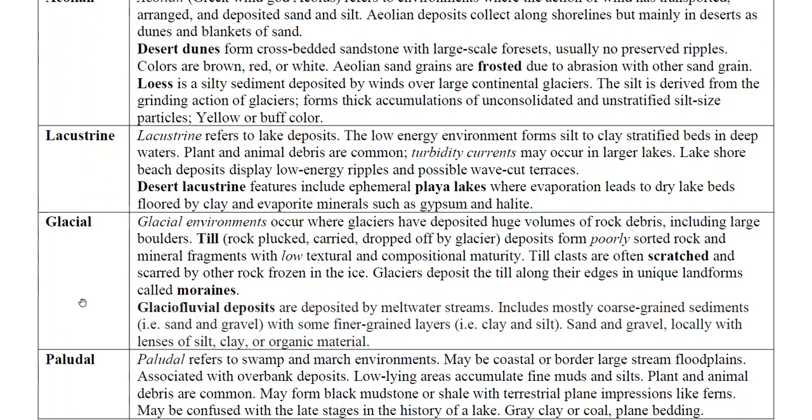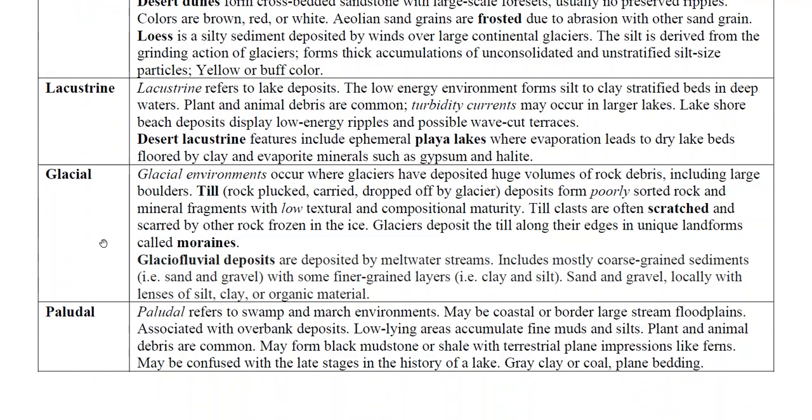And then glacial deposits are another one. The key thing about glacial deposits is that they are very poorly sorted, and this word till refers to any rock or material that's plucked, carried, and dropped off by the glacier. And that till often has scratches on it that tell you it has been grinding against other rocks as it has been transferred by the glacier.